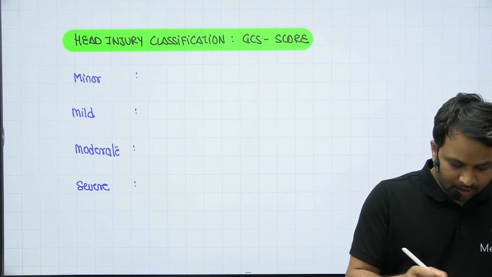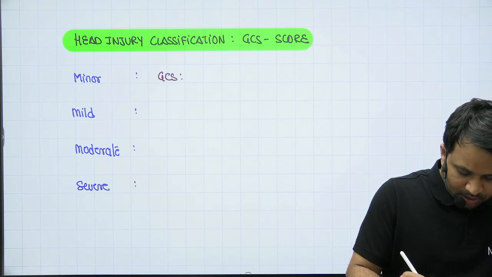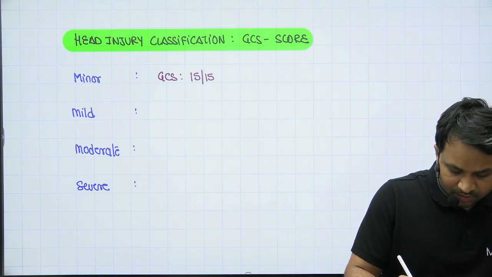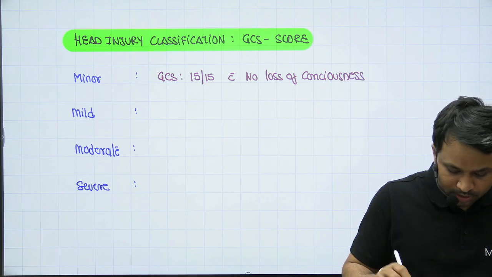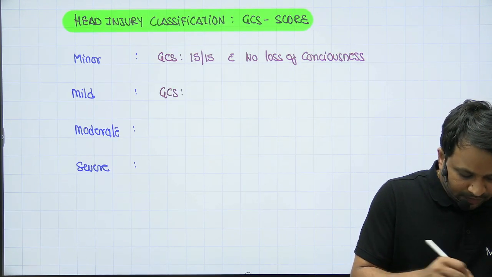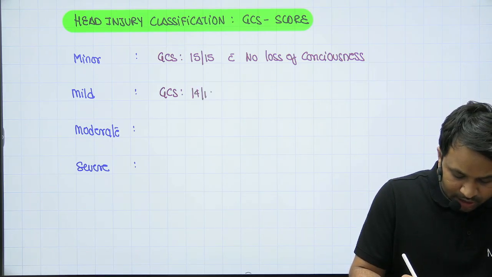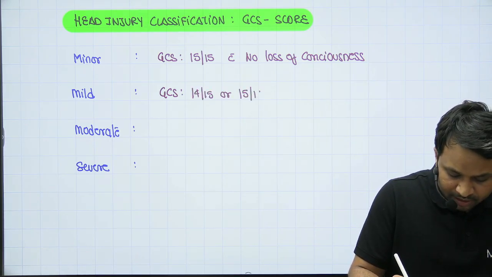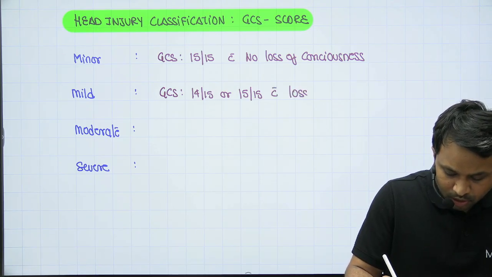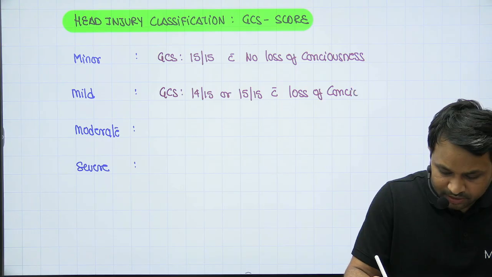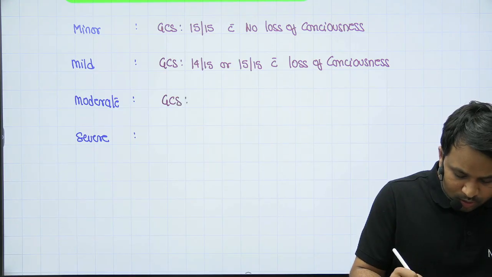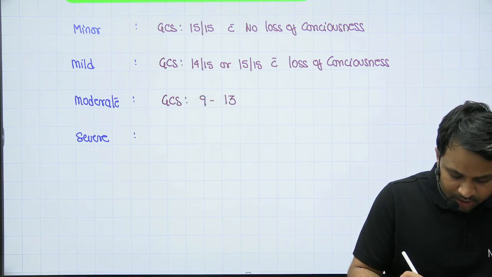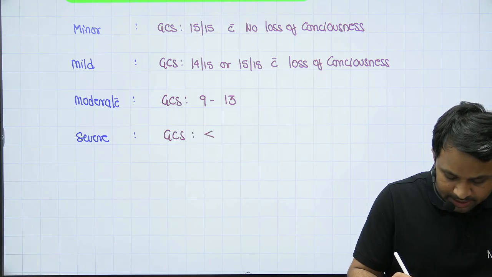In order to call it minor, remember the GCS of the patient must be 15 by 15 with no loss of consciousness. In a mild head injury, you can have a patient with a GCS of either 14 by 15, or 15 by 15 but this time with loss of consciousness. When it is moderate, you will see a GCS score of anywhere between 9 to 13. For a severe head injury, the GCS score is less than or equal to 8.